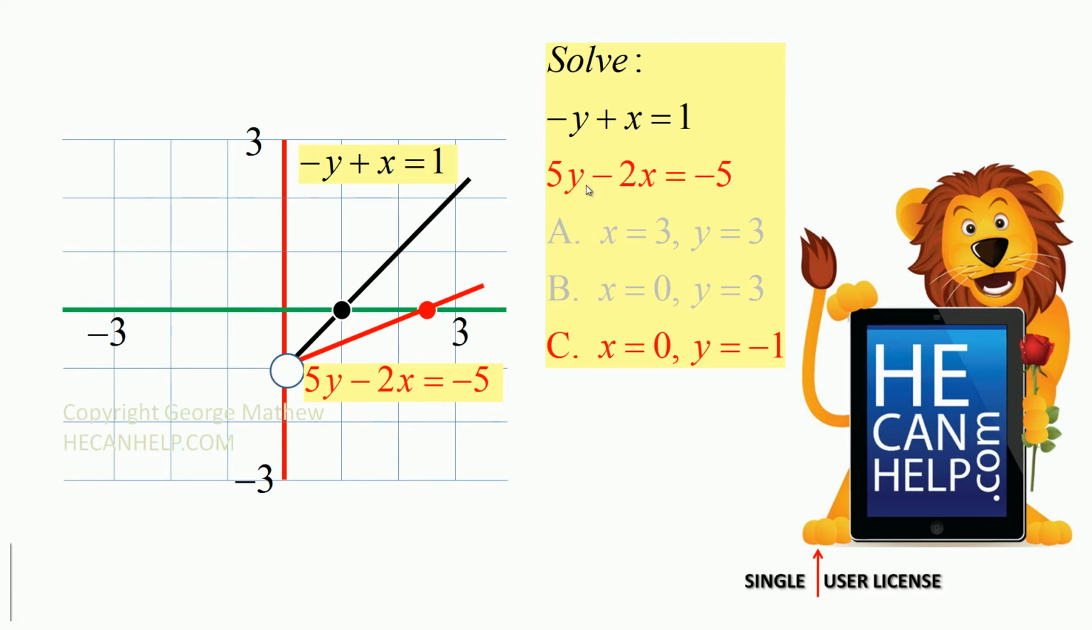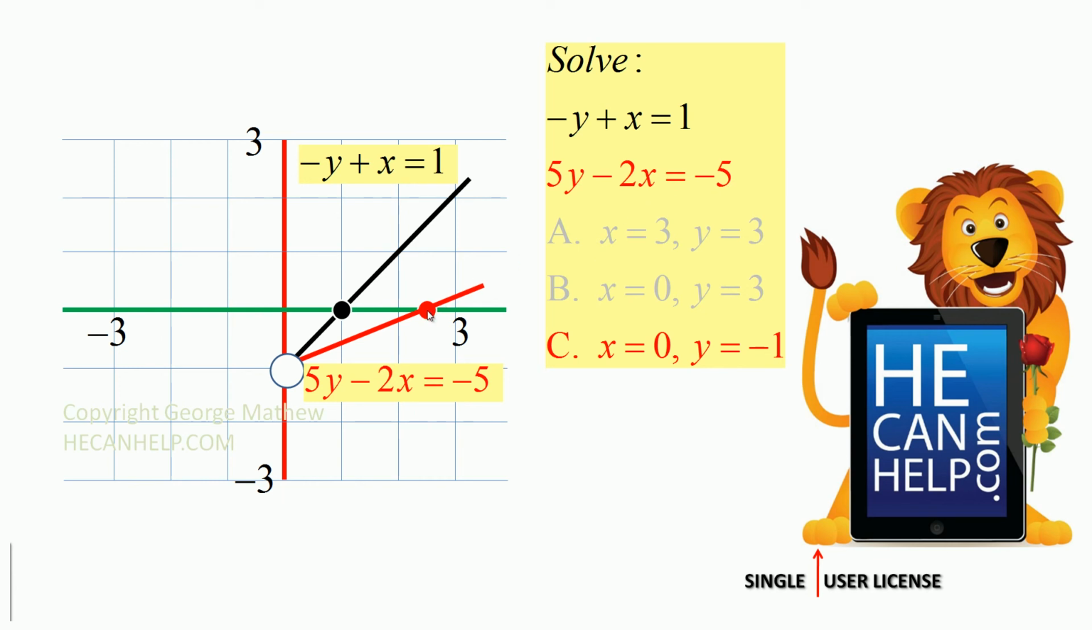How about the red line? When you put x equal to 0, you get 5y equals negative 5, or y equals negative 1. So (0, negative 1) is our solution. So the red line does pass through (0, negative 1). What else? When you put y equal to 0, you get negative 2x equals negative 5, or x equals 2.5.